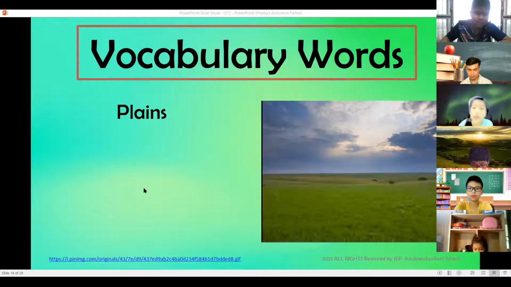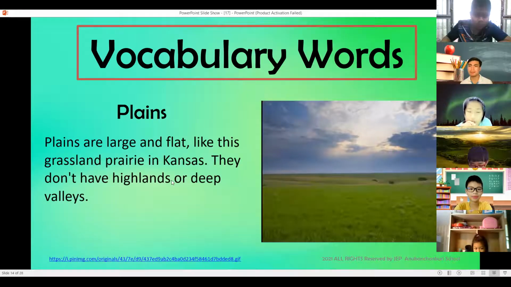I don't see anything. Oh, sorry. Sorry, I wasn't able to click. Okay, good. Go ahead. Plains are large and flat, like this grassland. Prairie in Kansas, they don't have highlands or deep valleys. Thank you. So you can see here, it's like plain, flat.